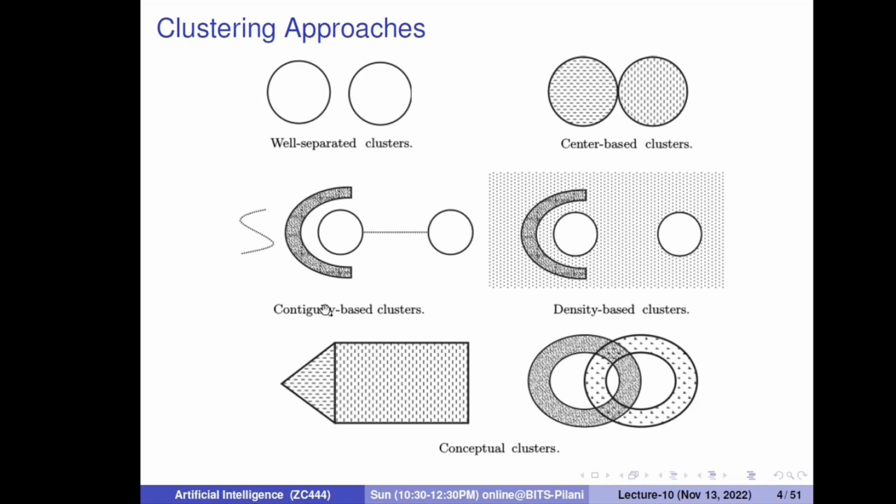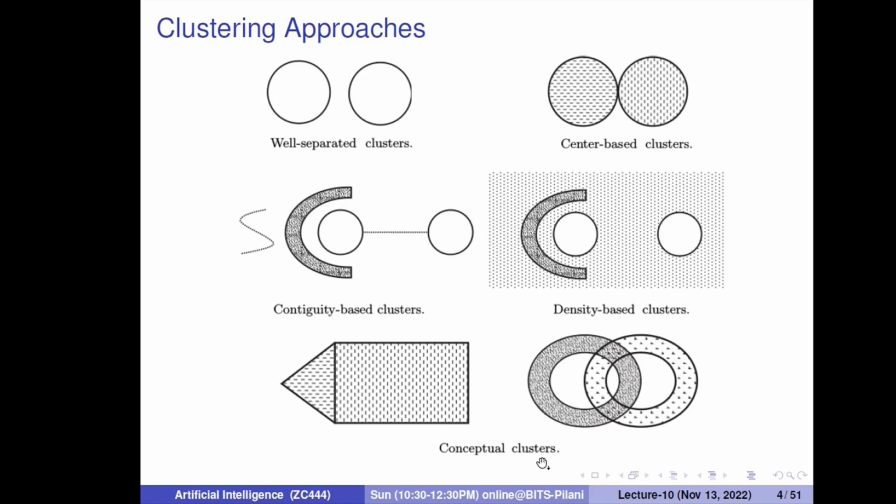Another way could be continuity based clusters, where if the things are connected, they are in the same cluster. So this is one cluster, and these items are connected, so these things are in one cluster. Here is a second cluster, and here is a third cluster. Another method could be density based clustering, where you see that here is a huge density. So this is one cluster. Here is a lesser density, so you say second cluster, and here is a very low density, so you can say the third cluster, or let's say that there is no item.